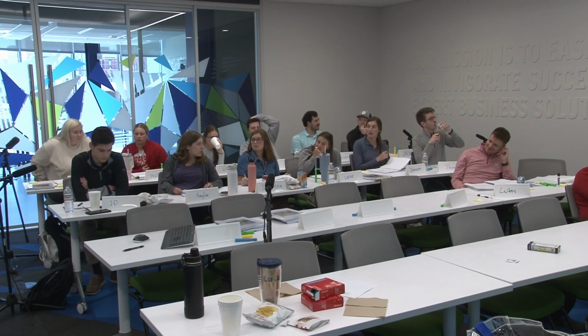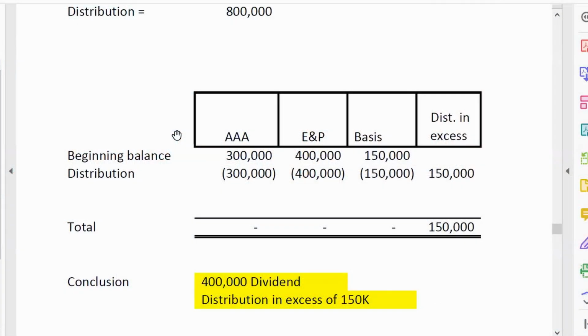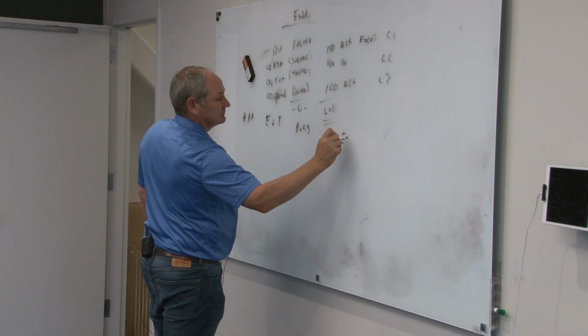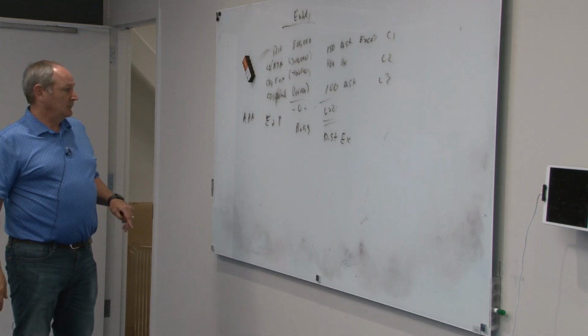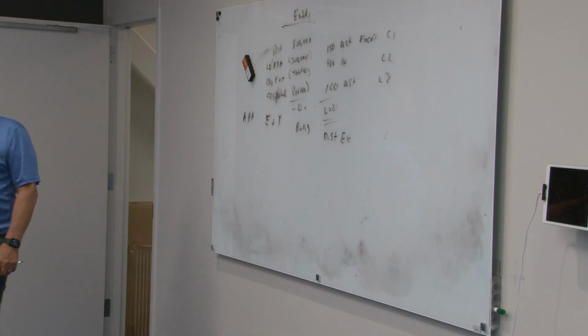Is the pink. Okay, so I got my AAA column. What are my columns over there? AAA, E&P, basis, distribution in excess. Okay. So let's do this again. We have an $800,000 distribution that's coming out of the company.